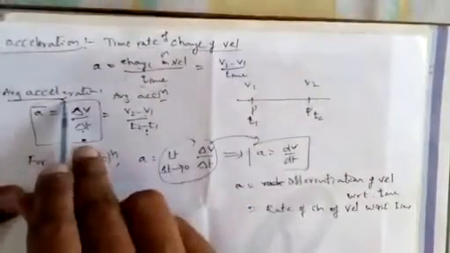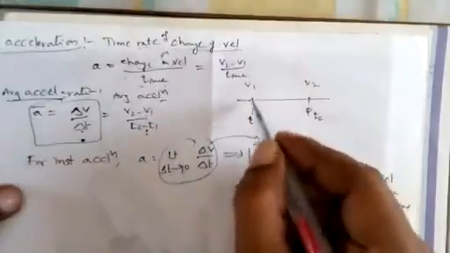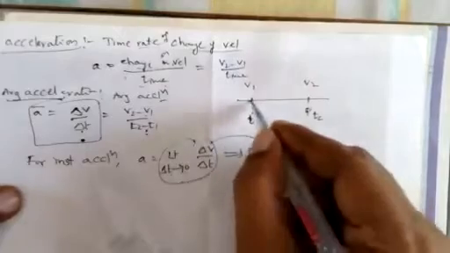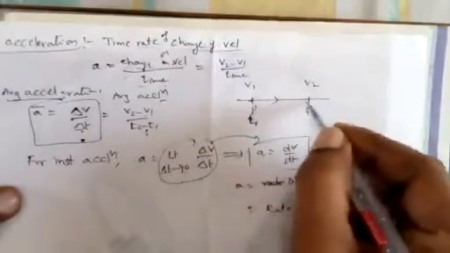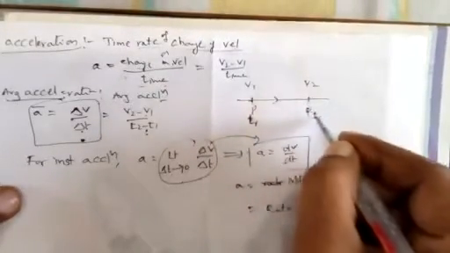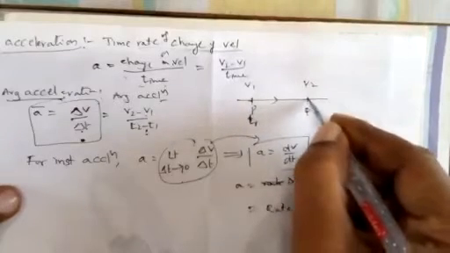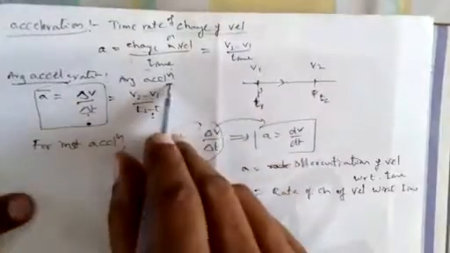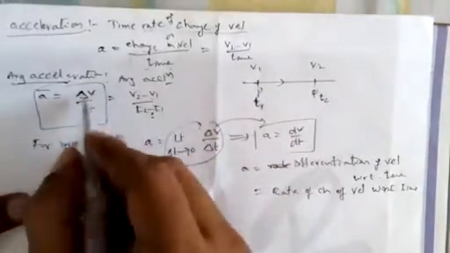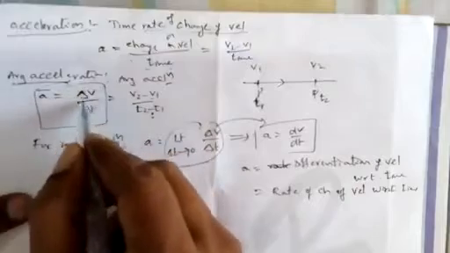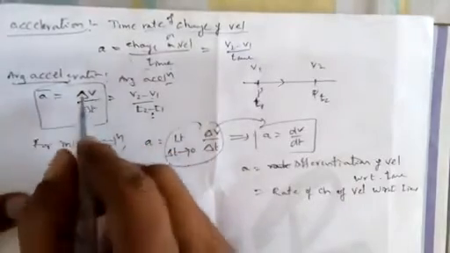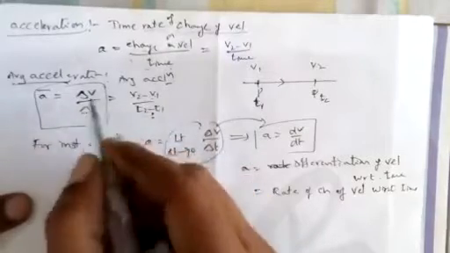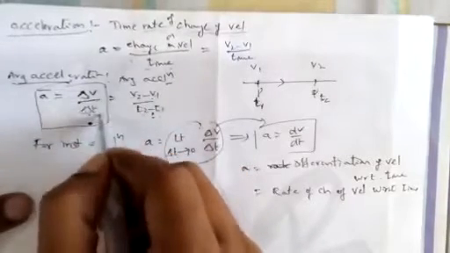Now we want average acceleration. Suppose a body has a velocity v1 at a time t1 at point P. As it moves further, when it reaches the point Q, its velocity is v2 at a time t2. Then what is average acceleration? Average acceleration is the ratio of change in velocity to the change in time. Change in velocity is v2 minus v1, change in time is t2 minus t1. So this is delta v by delta t.